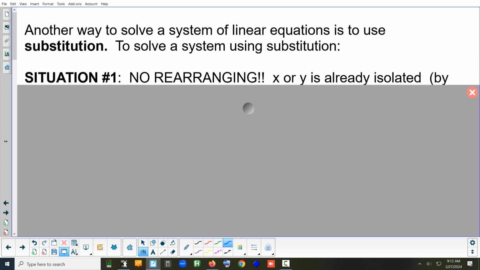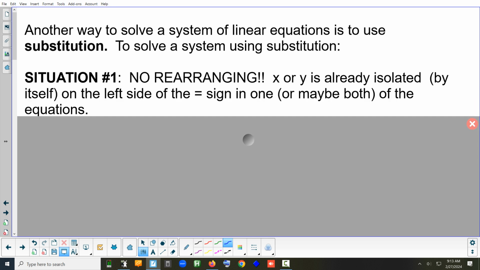All right. So one situation that you can have, this is situation 1. This is the easiest one: you don't have to rearrange anything. What do I mean by rearrange? Well, when we graph, what letter do we like to get by itself? Y. Yeah, we still have to do that when we're doing substitution. We've got to get a letter by itself. It turns out, though, it doesn't matter which letter. You can get the y or the x by itself. I know when you're graphing, it has to be the y. But today, it could be either one.